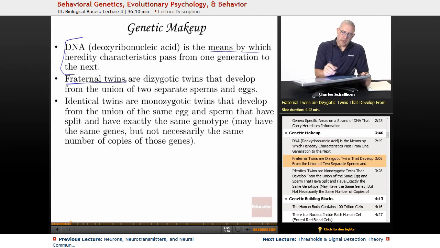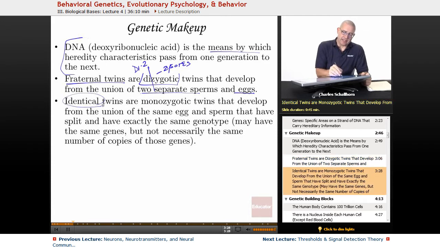Fraternal twins, they are dizygotic. So you break that into two. You've got the di, meaning two, and the zygotic, meaning zygotes, so two zygotes. So those are twins that develop from two separate sperm and two separate eggs. So they do not have identical DNA.